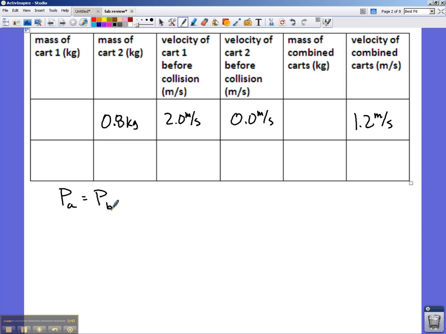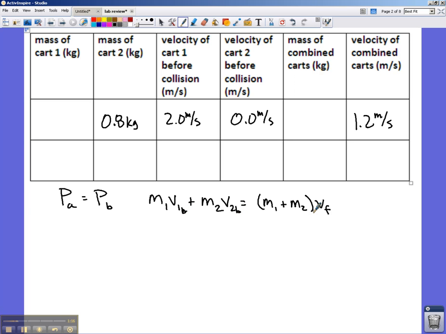So remember that the formula for the conservation of momentum tells us the mass of object 1 times the velocity of object 1 plus the mass of object 2 times the velocity of object 2 is going to equal the mass of object 1 plus the mass of object 2 times the final velocity if it is an inelastic collision, which this is. So the carts are going to collide, stick together, and move off together. And of course these are before collision, and this side is after the collision.